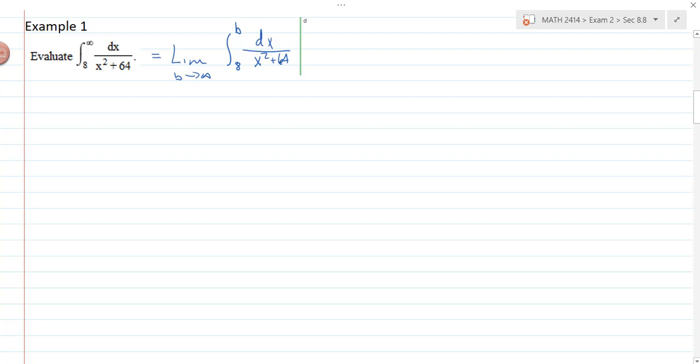So here's our integral. What technique can we use to evaluate this integrand? What does this look like? What type of problem? What if I rewrite the problem like this?